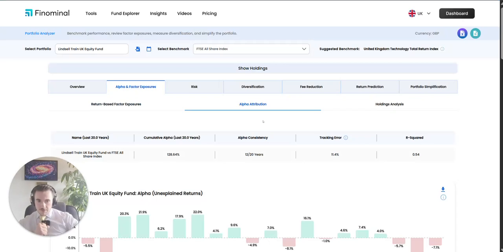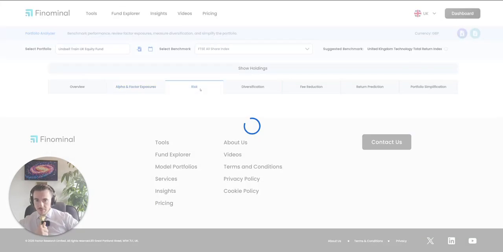Let's look now at alpha attribution, with alpha consistency of 12 out of the last 20 years. So not the best, but still. Cumulative alpha is 128.64%.